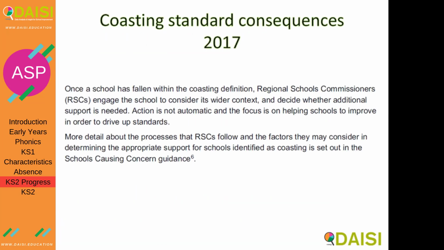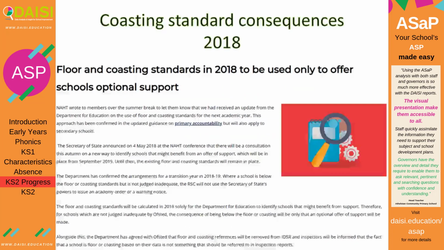Now, in 2017, if you went below the coasting standard, then the Regional Schools Commissioner would engage with the school to consider its wider context and decide whether additional support was needed. And what this meant in reality, according to a Freedom of Information request, is that out of around 800 schools, one was closed. For 52% of the others, the Regional Schools Commissioner engaged with the school, saw if additional support was needed, and decided no, it wasn't. In 2018, Ofsted are not going to take into account floor and coasting standards.